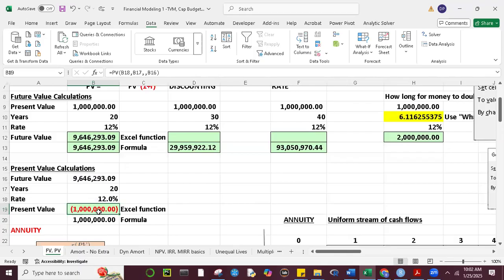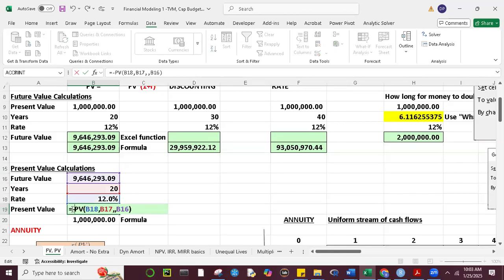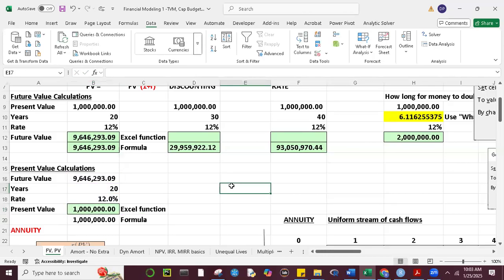As I said, Excel is very particular about the direction of the cash flow. So if your future value is 9.6 million, that means it's an inflow. Therefore, the present value should be an outflow. To remove that negative, let's just put a negative before the PV. And then control enter. There, 1 million. Okay. Any questions, class?